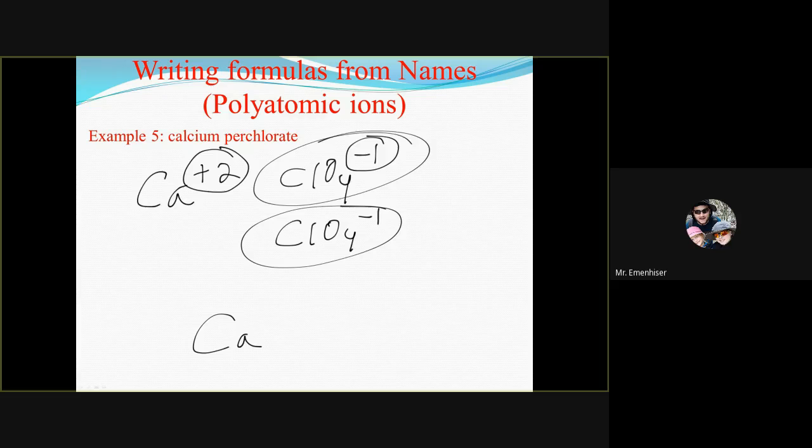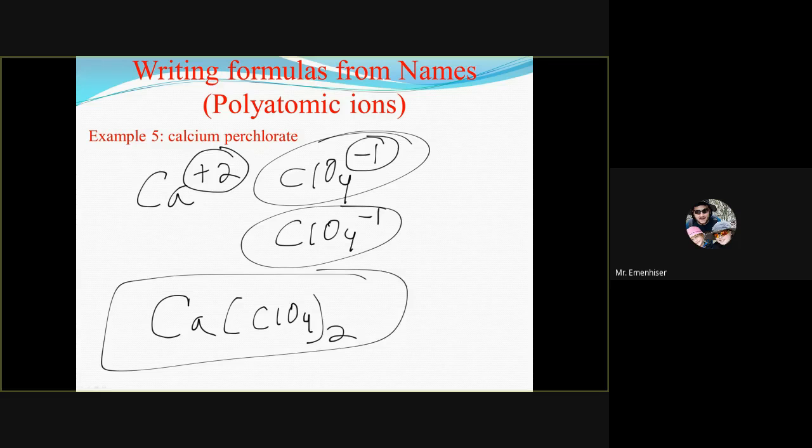So Ca, I just need 1, so I'm just going to put Ca. Remember, we're not going to put the 1, but we do need to put perchlorate in parentheses and then put a 2 out there. Okay, so that would be the formula for this guy. Let me rewrite this a little nicer. This is hard to read. So we have Ca(ClO4)2. That is the formula for this guy. We're going to need 2 of the perchlorates because we need a -2 charge to balance with the +2 charge. So that's the formula for calcium perchlorate.